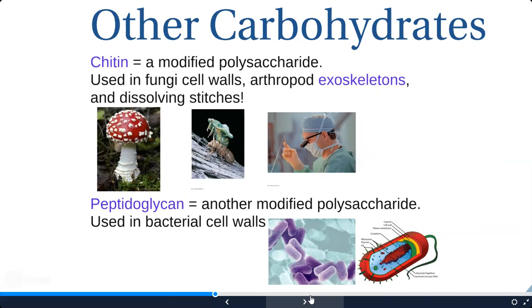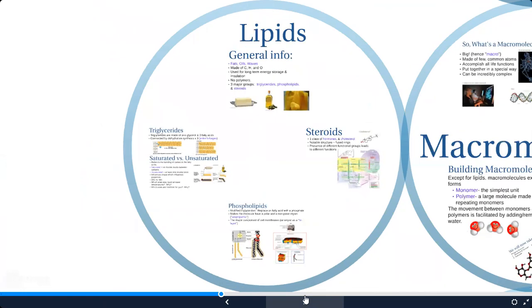And then another polysaccharide is called peptidoglycan, and again, it's modified. So the peptide part refers to there's some amino acids and some protein parts, and then the glycan sounds like glycogen. That's the carbohydrate part. But bacterial cells use peptidoglycan in their cell walls. So it's just the animal cells that don't have the cell walls at all. So we don't have a structural carbohydrate. And that's the end of our section on carbohydrates.